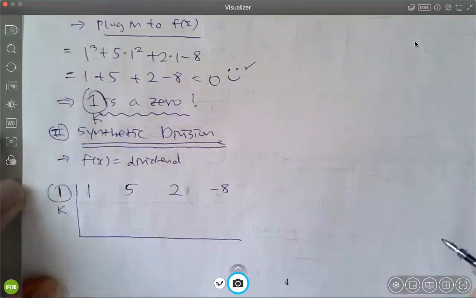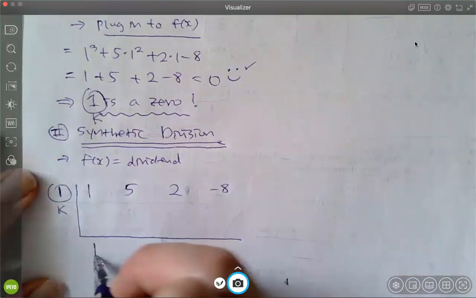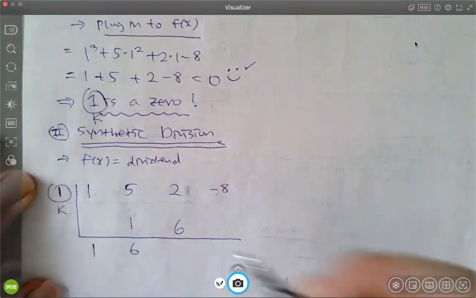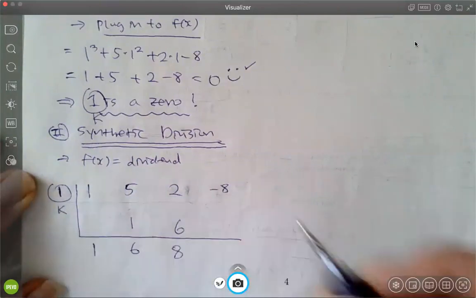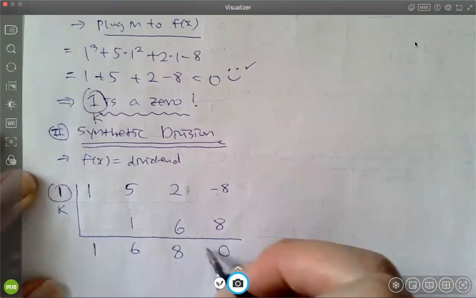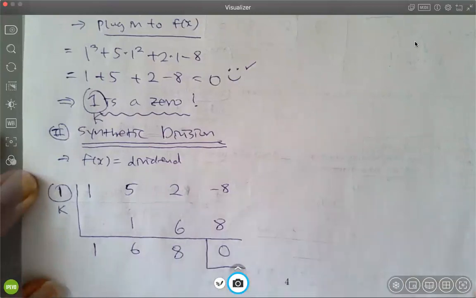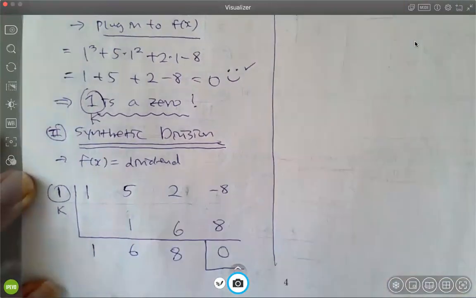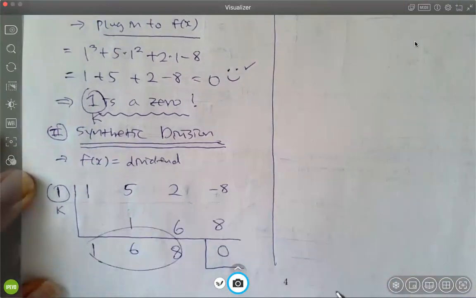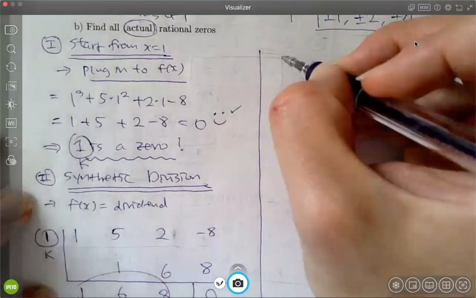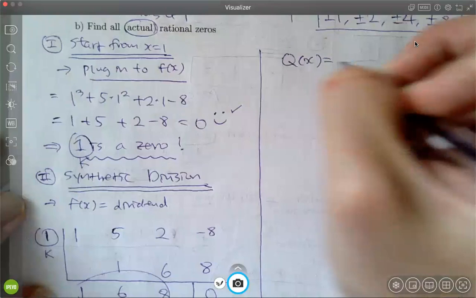So what do we have? Bring down the 1, and then multiplication, addition, multiplication, addition once again, multiplication, and then addition. Now 0 is the remainder, but that's not surprising at all because 1 was a zero. So instead what we are looking at is the quotient. The quotient is x squared plus 6x plus 8.